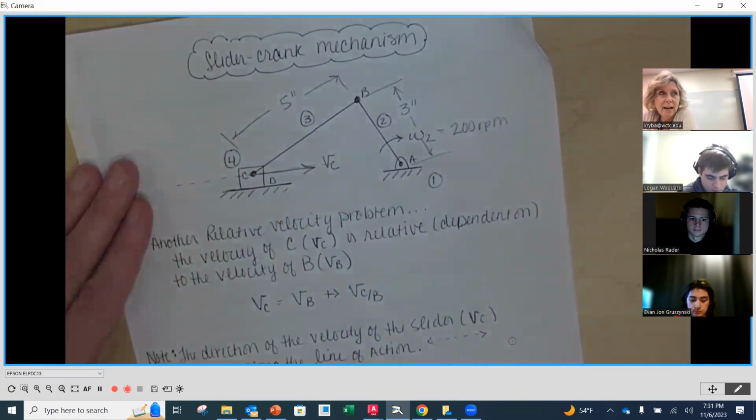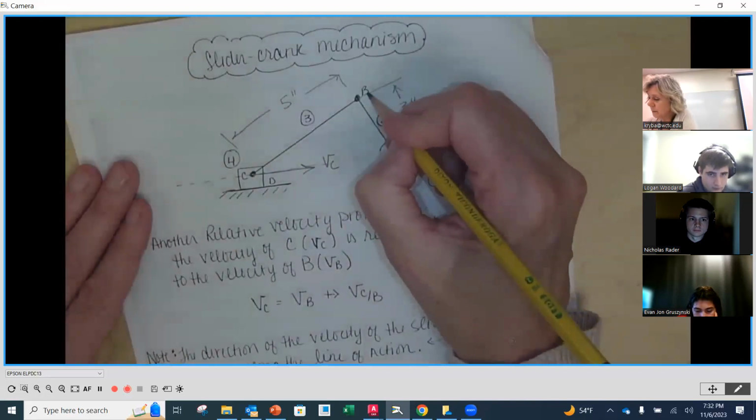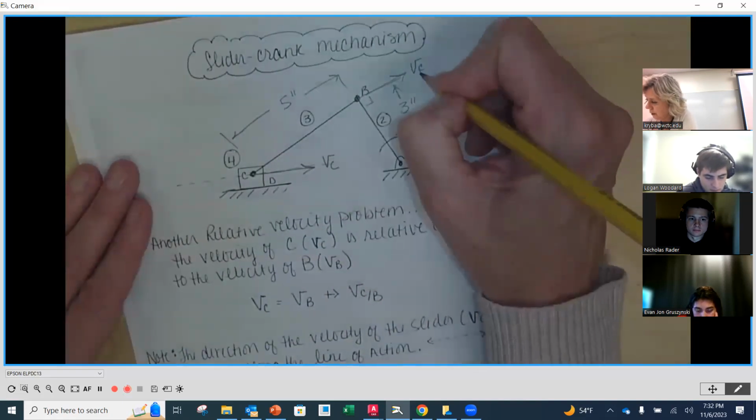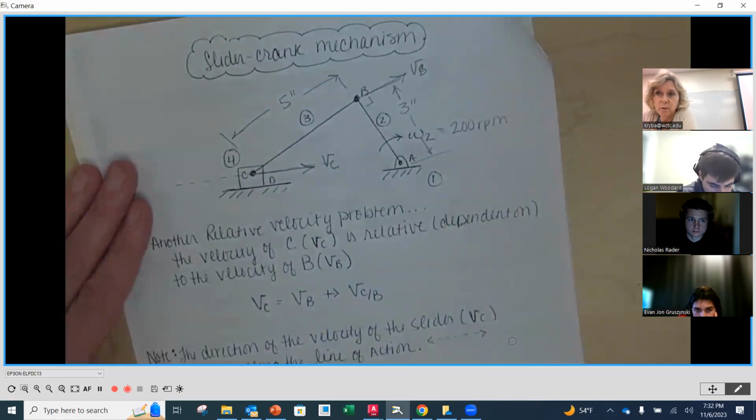Also, there's a straight line velocity at point B, right? On that rotating link. What direction is it going in? Up and to the right, and it's going to be perpendicular, right? Perpendicular to that radius back to its center of rotation, or link number 2 in this case.